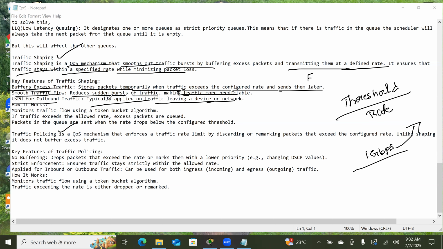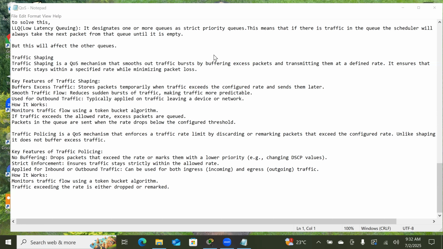And how exactly does this work? Here it monitors the traffic flow using a token bucket algorithm. It uses an algorithm called what? Token bucket. If the traffic exceeds the allowed data rate, the excess packets will be queued here. They will be buffered. Then the packets in the queue are sent when the rate drops below the configured threshold value. This is called traffic shaping. What is policing?